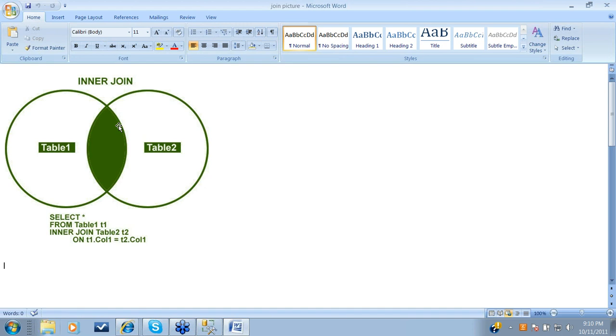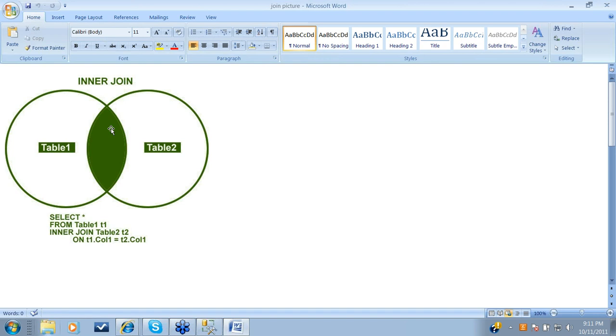So when we talk about inner join, or if you want to find related records from two different tables, you go for inner join. That's a basic thing about inner join. If you are looking for related information, or one or more matches between table 1 and table 2, that record will be available in the shaded area, which is nothing but the result set of inner join.